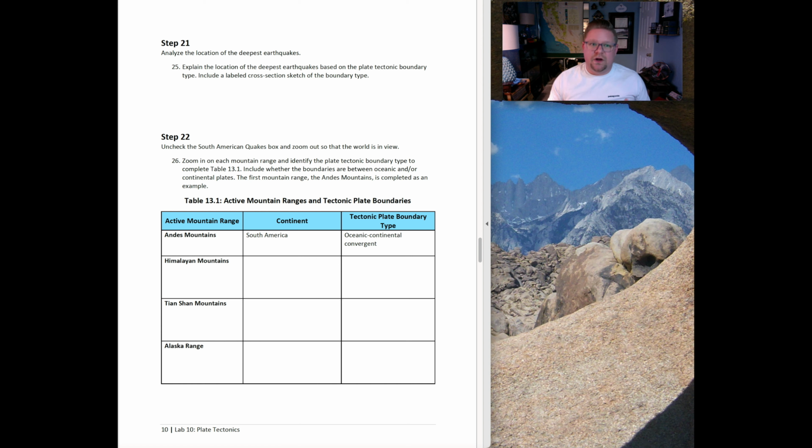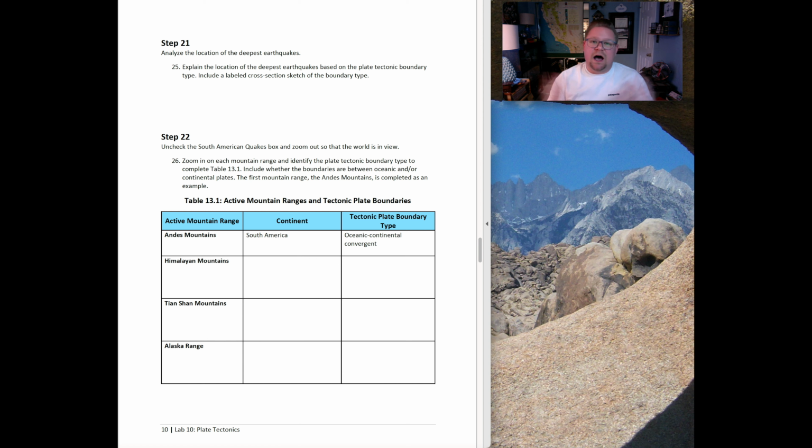and then you get into this where it's okay, now we're looking at the big picture. Explain the location of the deepest earthquakes based on the plate tectonic boundary type. Include a labeled cross-section of that boundary type. So it's asking you to first locate the deepest earthquakes, what plate tectonic boundary it is, and to draw it. Step 22 is to have us fill in this little table.